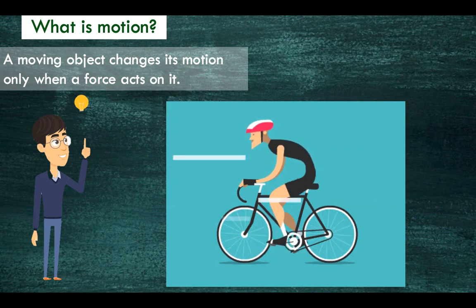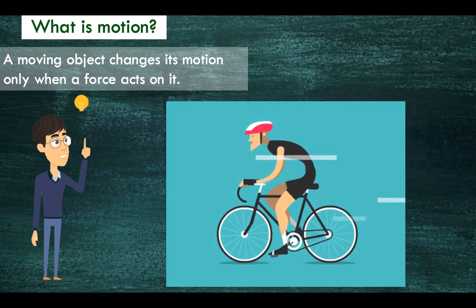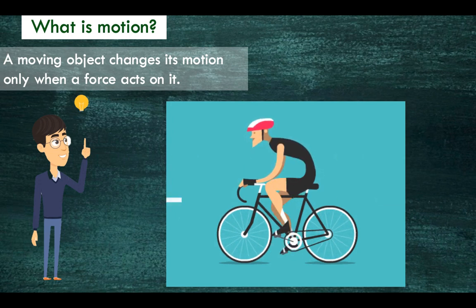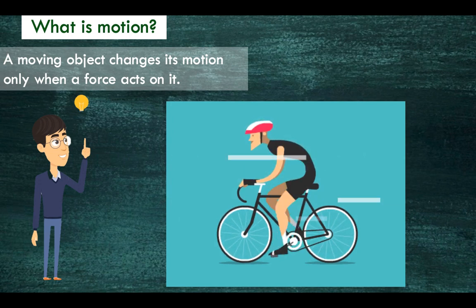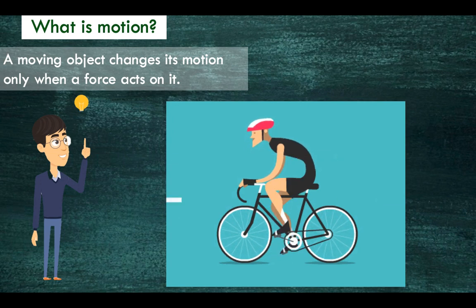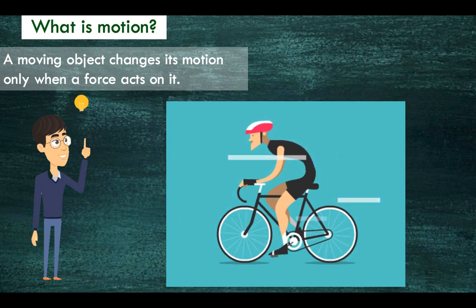A moving object changes its motion only when a force acts on it. If balanced forces are applied to a moving object, it will keep moving at the same speed and in the same direction. The moving object will not slow, speed up, or turn until the forces acting on it become unbalanced. An example is when you continue to pedal your bike with the same force. The bike will continue to move at the same speed because the same force is acting on it.